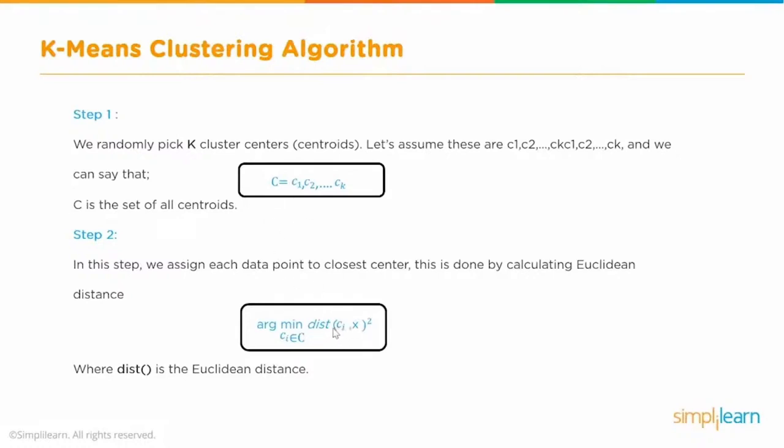Then we go next to x2, find the distance of x2 from c1, x2 from c2, x2 from c3, and so on up to ck, and then assign it to the centroid which has the lowest value, and so on. So that is step number 2.